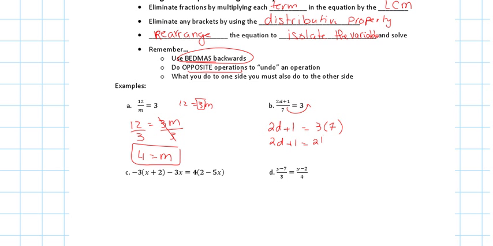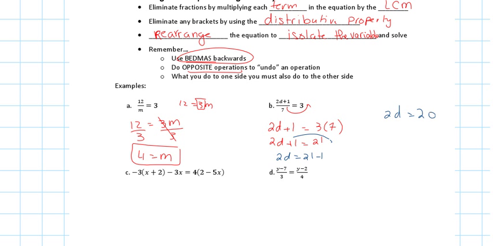What's the next thing I want to get rid of? Positive 1. The plus 1, right? Because that's the middle thing that I do when I do my regular math. So if I bring the 1 over, what does it become? Minus 1. So I have 2D equals 21 minus 1. That means 2D equals 20.